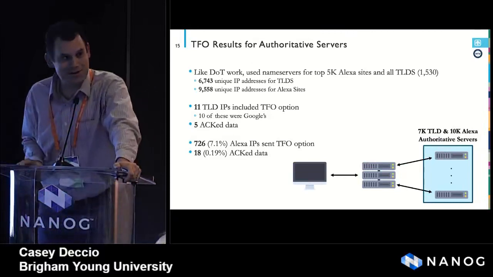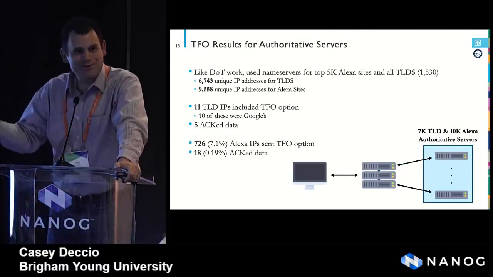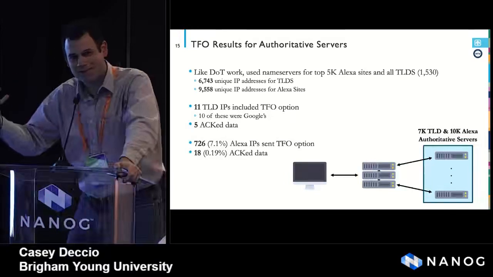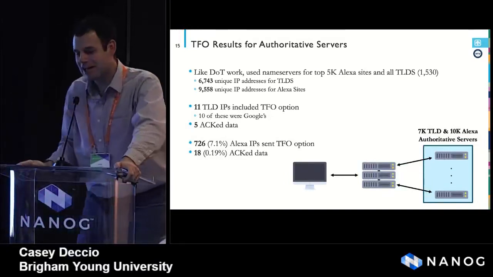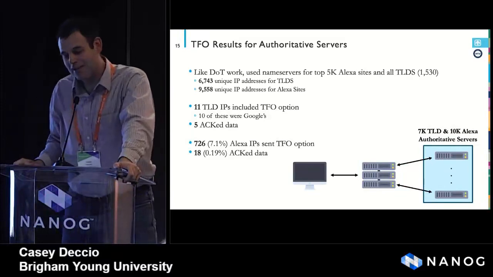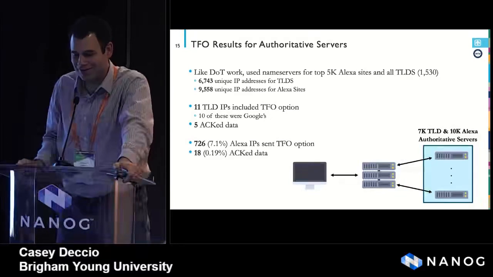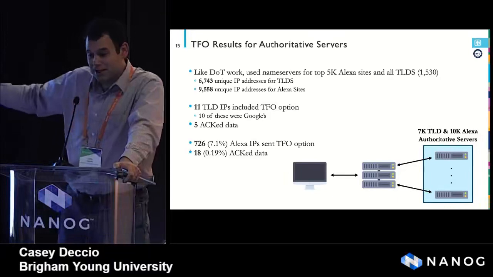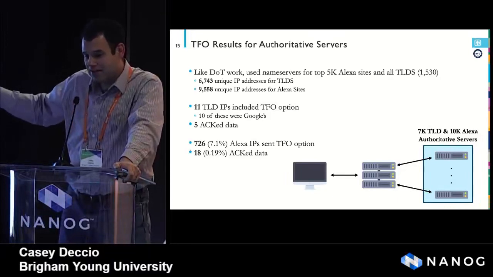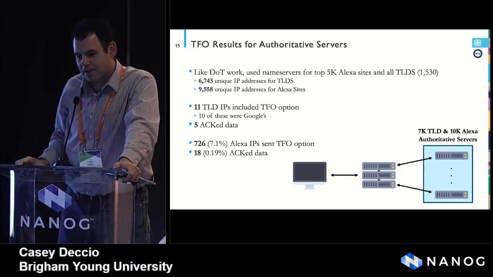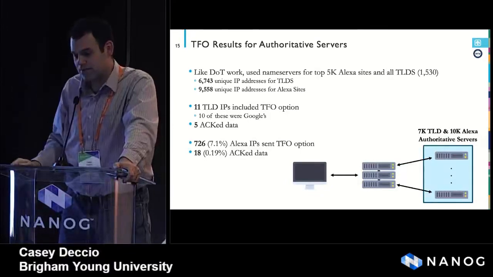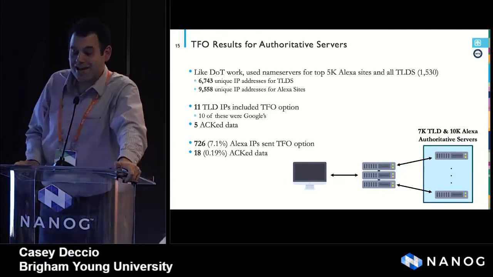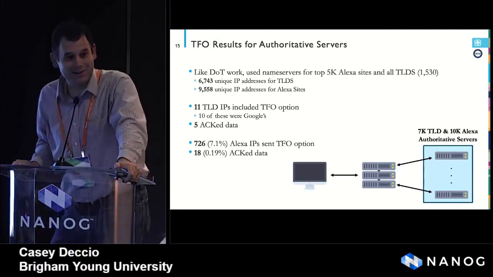And you might be wondering, what in the world? Why would you even send a cookie back if you're not actually going to accept it later on? I'll get to that in just a minute. But there are some weird things that have to do with load balancing, okay, that are out there. Okay, so again, we found just 11 out of the TLDs. Out of the Alexa, there was a slightly larger number out of those IPs. So we had about 7.1% that sent the TFO option, and then only 18 that acked data.